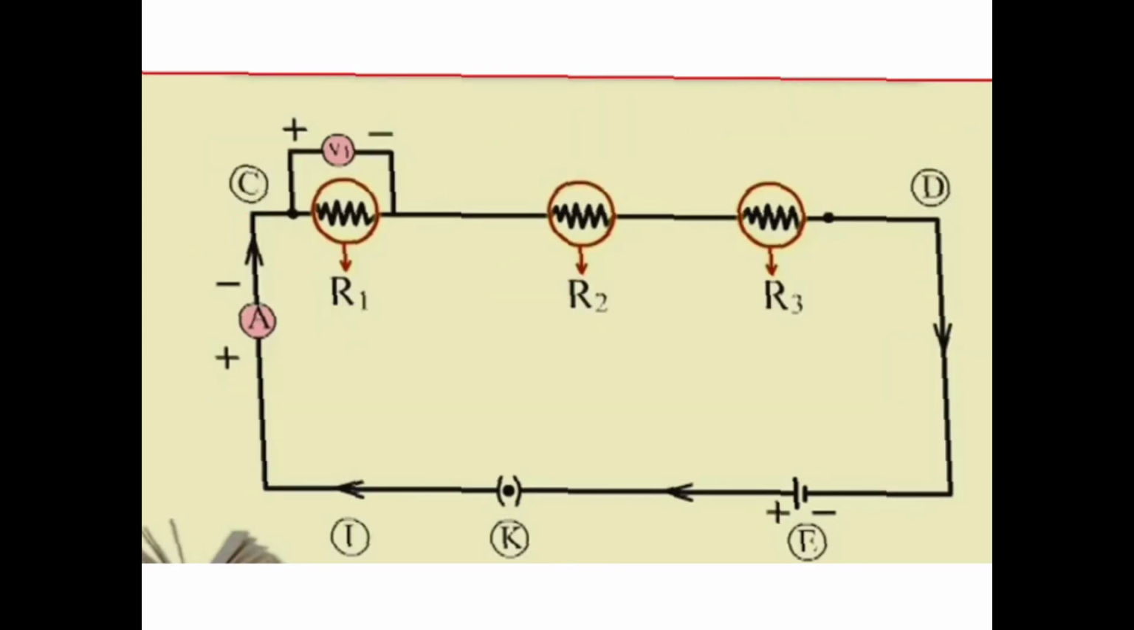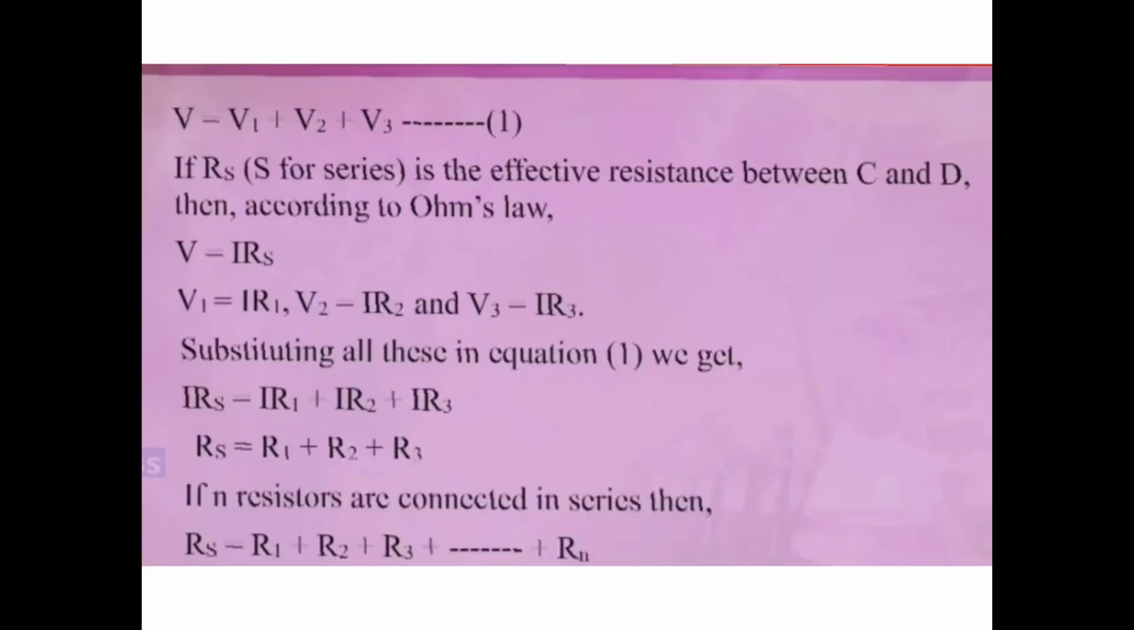So let us understand now. We have across R1 a potential difference V1, across R2 we have a potential difference V2, and across R3 I am having a potential difference of V3. So now V is equal to V1 plus V2 plus V3.